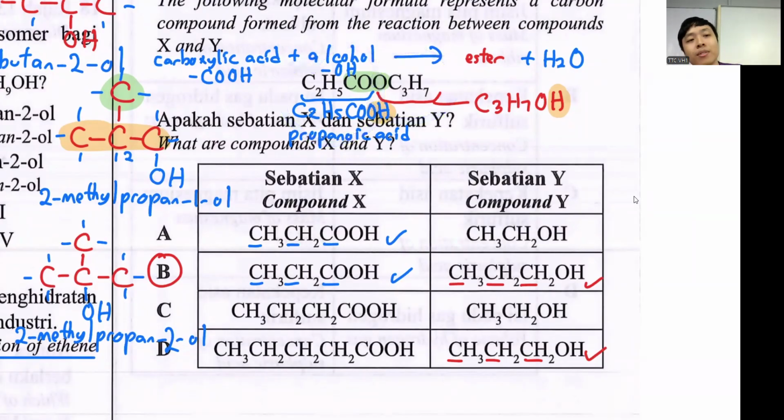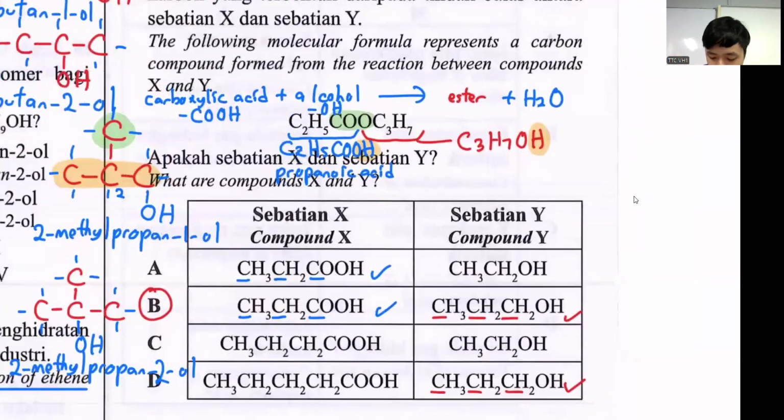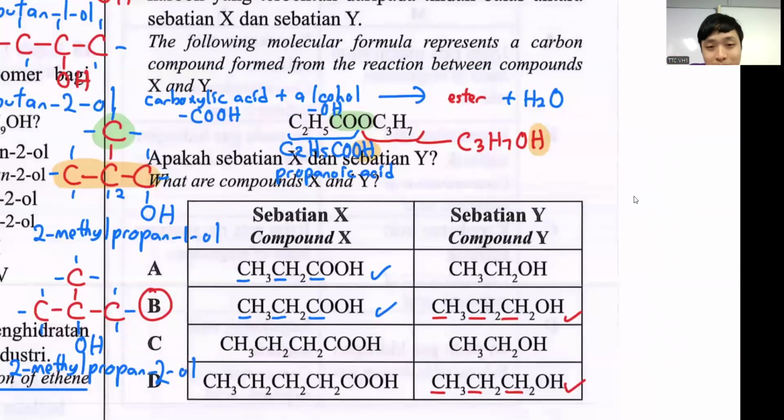Alcohol part. Teacher, I don't understand. Which part? What you don't understand? I don't understand question 24, like this question. This question is ester. You learned esterification, is it? Acid reacts with alcohol. This is the formula for ester.